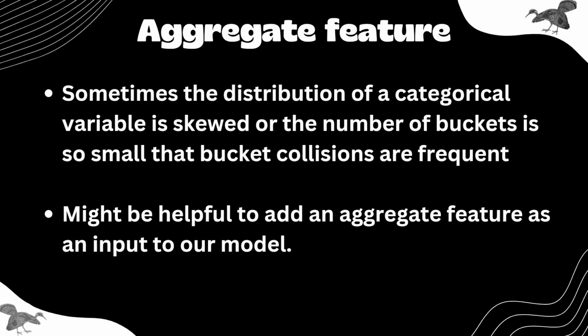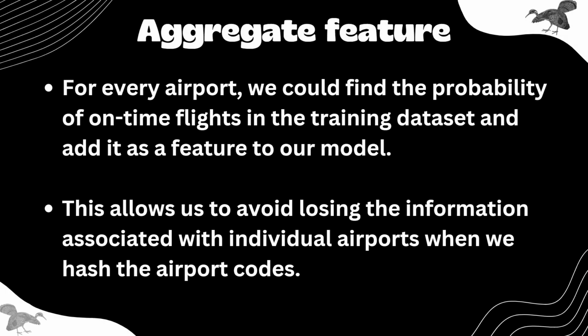Another important point discussed in this book is the aggregate feature. The two problems we mentioned earlier are that categories might be skewed or there might be too many collisions within the buckets. So the book suggests adding an aggregate feature. This means creating a new feature for the model to learn that helps it differentiate between the categories in the same bucket. For example, if we add the probability that a given airport will have on-time flights, this feature will help us distinguish between different airports within the same bucket.